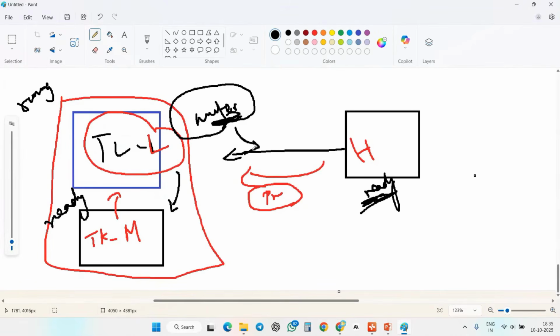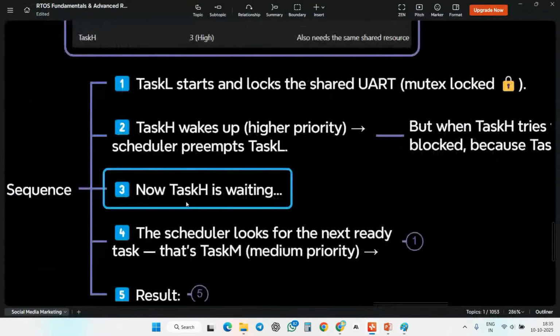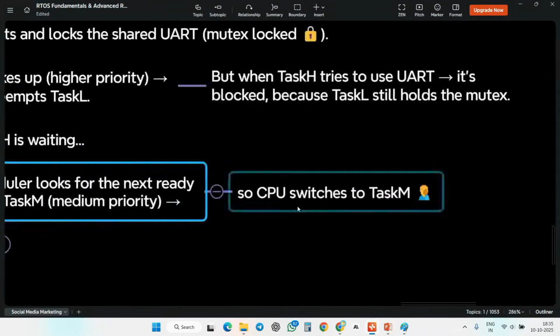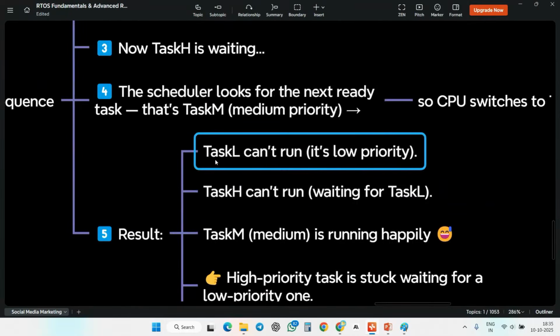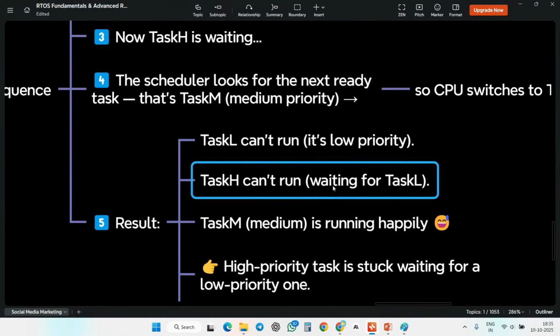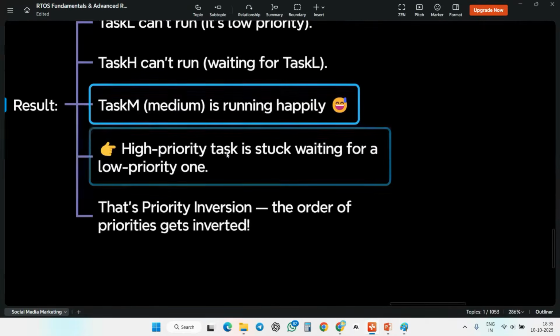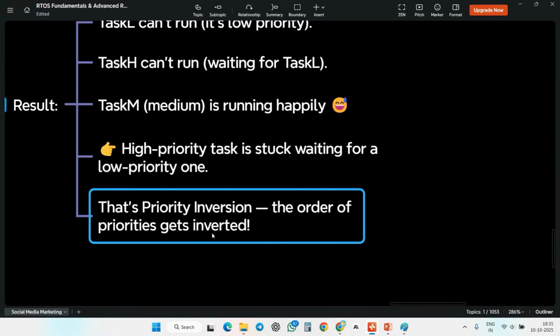But because of this priority inversion, what is actually going to happen is that now the higher priority task is waiting. The scheduler looks for the next ready task, the medium task, so the CPU switches to the medium task. The result is that the lower task can't run, so the higher priority task is also not going to run. Medium is running happily. So the higher priority task is stuck waiting for the lower priority one. This is called priority inversion.